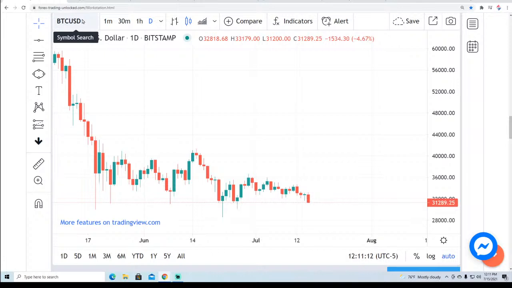Is this market running out of gas? Is it in a bear market, or is it just pushing the correction? What do you think is happening? Well, I'll tell you what I think is happening.